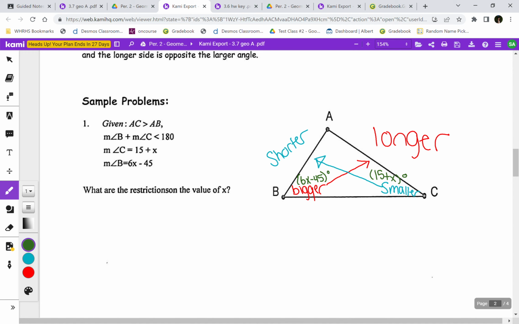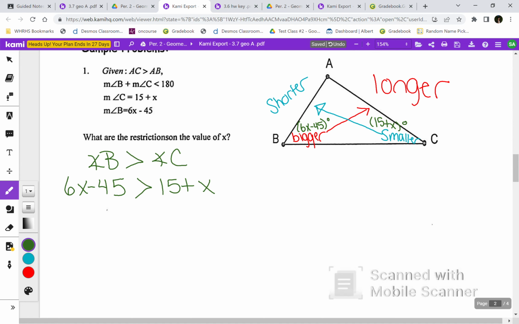Well, look at our diagram. Doesn't angle B have to be bigger than angle C? So that's where I'm starting off here. I'm going to say angle B is greater than angle C. Well, angle B is represented by 6x minus 45, and that has to be greater than 15 plus x. And now let's go ahead and solve this inequality.